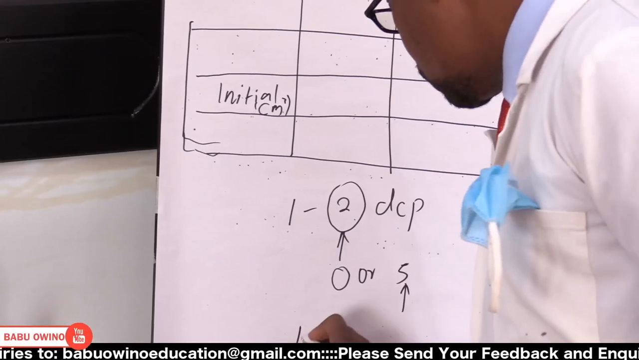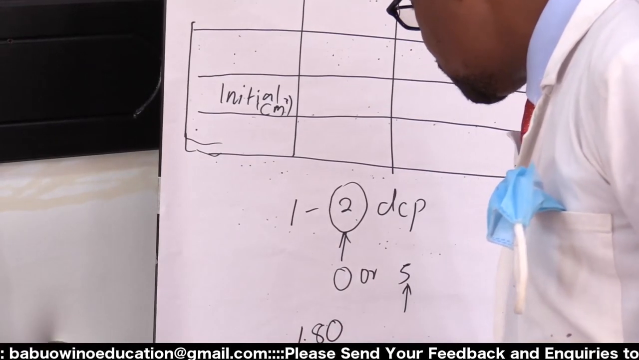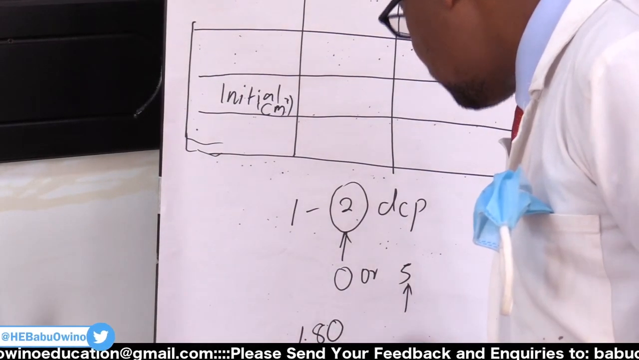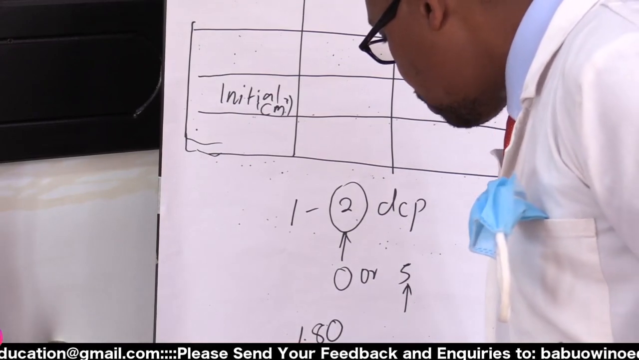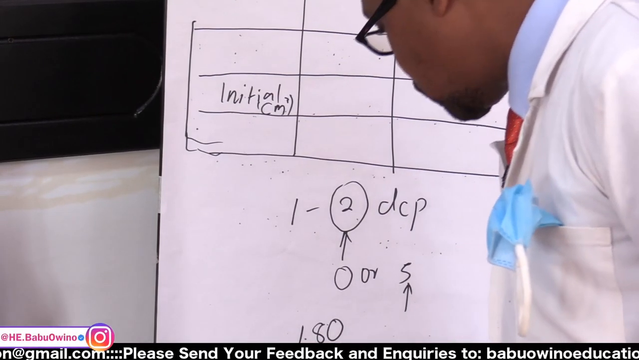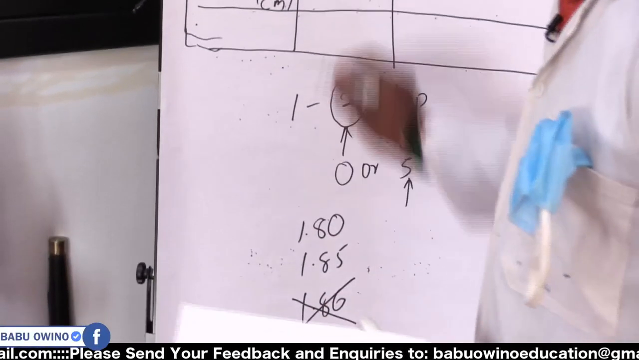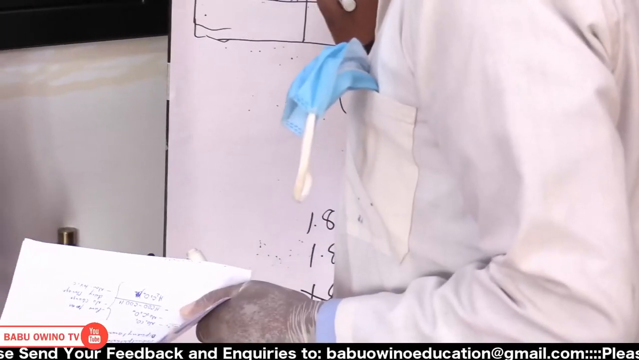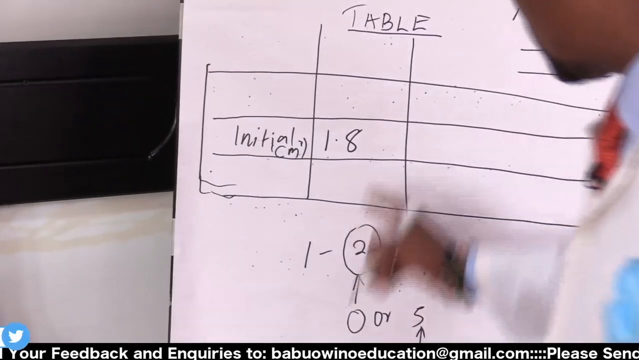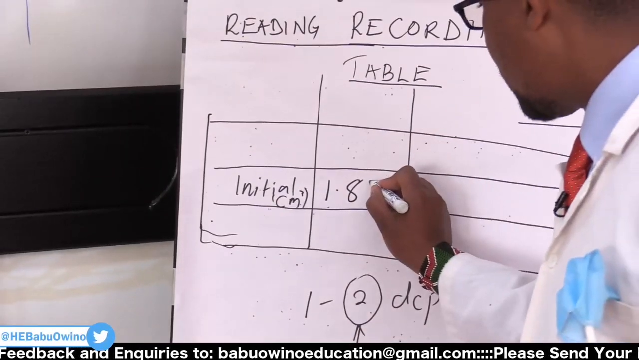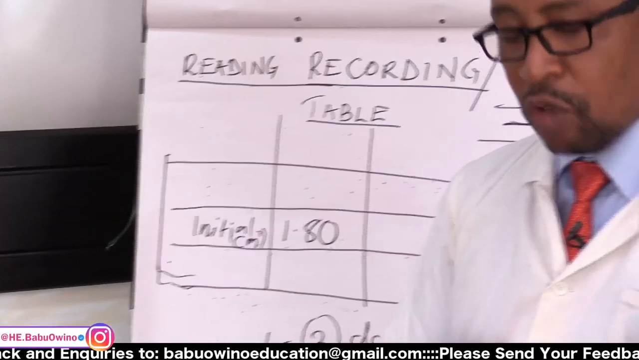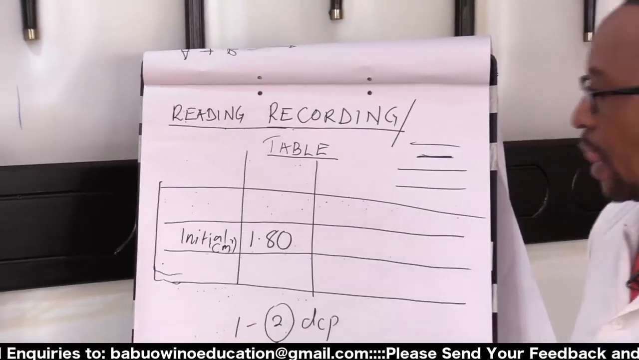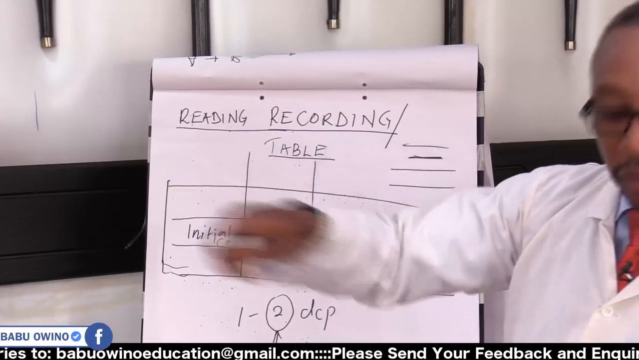For instance, we can talk of 1.80, 1.85, but we cannot have 1.86. This will be wrong. So in my initial reading, before he even starts, I indicate here 1.8. You can have one decimal place, but in my case, allow me to use 1.80. Then we allow him to run, and we see.